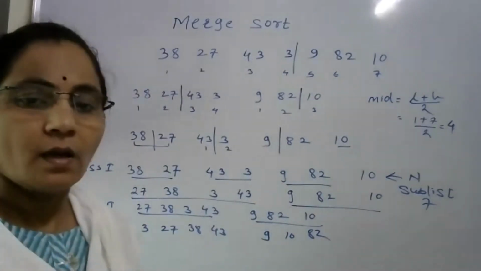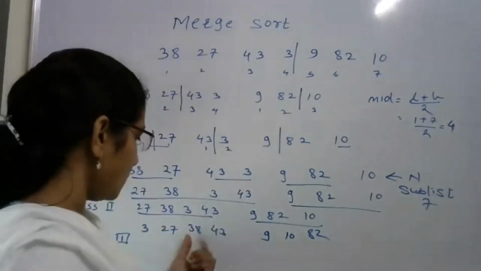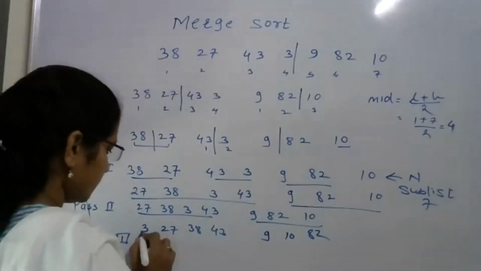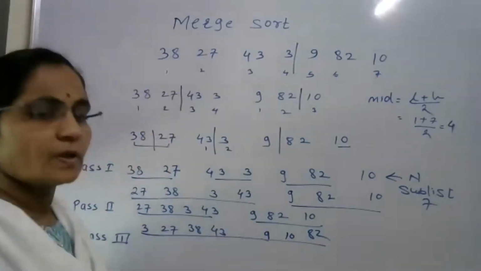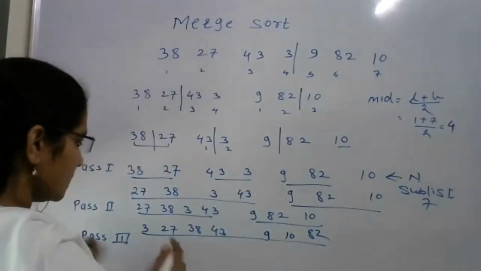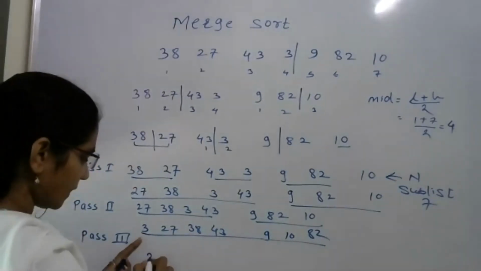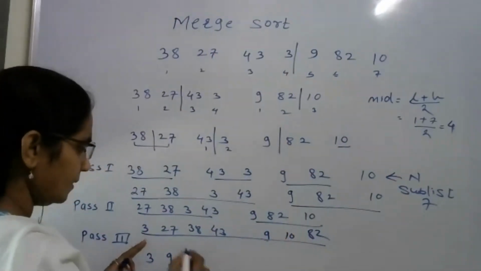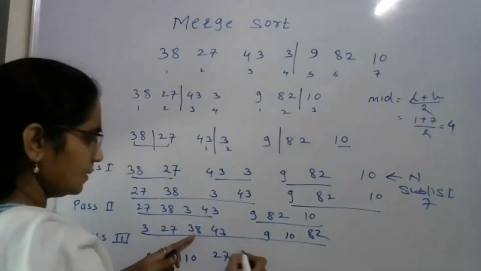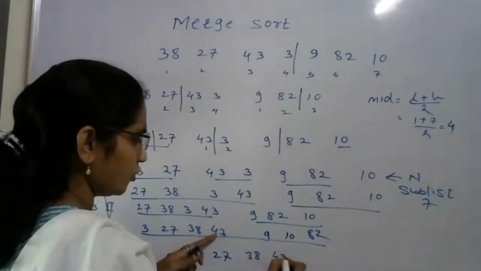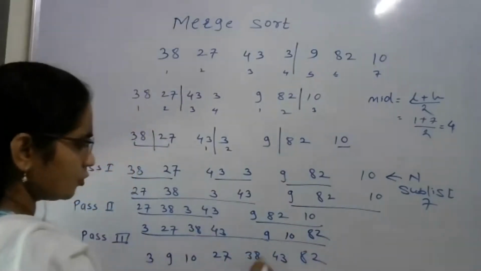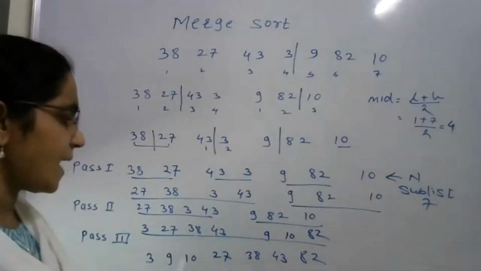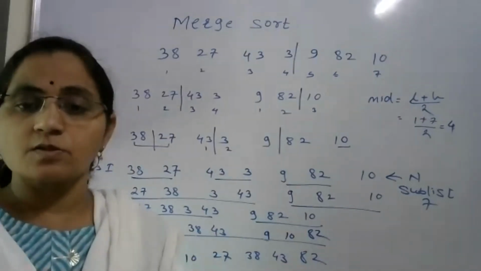to combine both lists, because here you get only two lists. So now you merge both lists to get the single sorted array. So from this you sort the elements: 3, then 9, then 10, then 27, then 38, then 43, and then 82. 1, 2, 3, 4, 5, 6, and then 7. Okay, so this is the final sorted list.